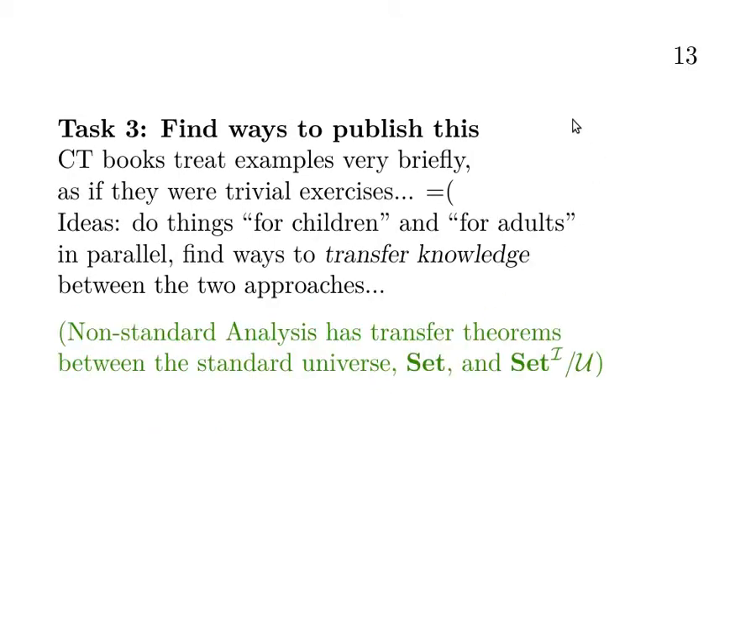And the third task would be to find ways to publish this. Remember, category theory books treat examples very briefly, as if they were trivial, as if they were just exercises and homework. And one idea that seems to be working is that we can do things for children and for adults in parallel, and we can find ways to transfer knowledge between the 2 approaches.